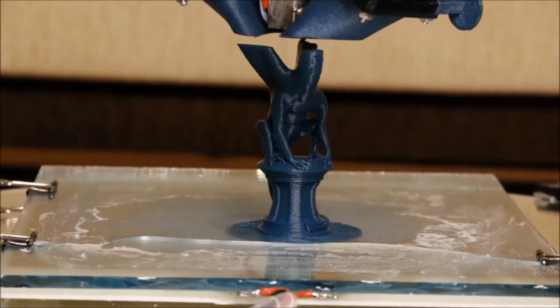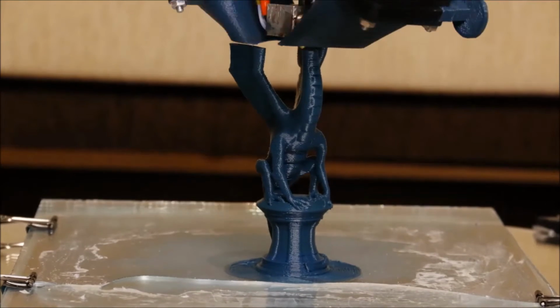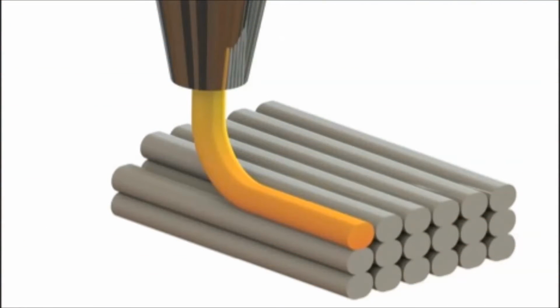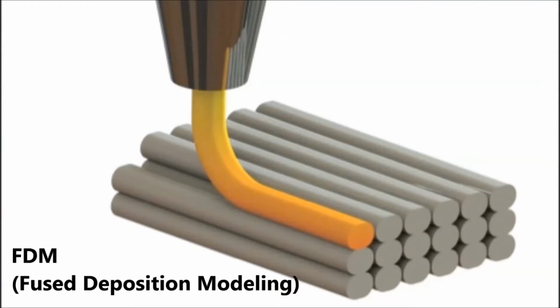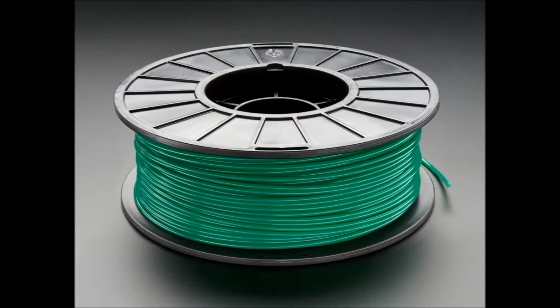Just to get an idea of what 3D printing is all about, let's look at a brief description of the most common 3D printing methods. FDM, or fused deposition modeling, is the process where a molten material, usually a thermoplastic, is mechanically deposited in layers, thus building up an object. The thermoplastic usually comes in solid filament form.